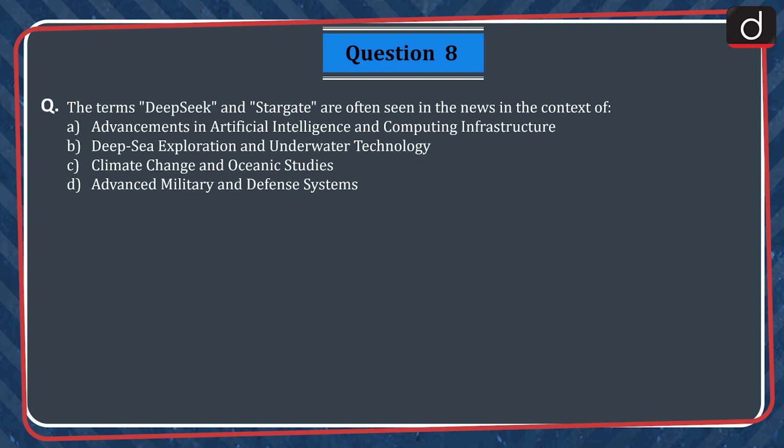Next, the terms Deepseek and Stargate are often seen in the news in the context of advancements in artificial intelligence and computing infrastructure, deep sea exploration and underwater technology, climate change and oceanic studies, or advanced military and defense systems. The correct answer is option A, advancements in artificial intelligence and computing infrastructure.